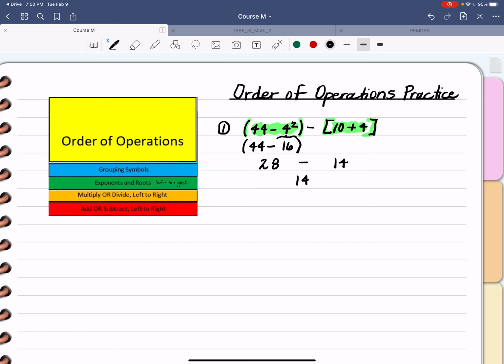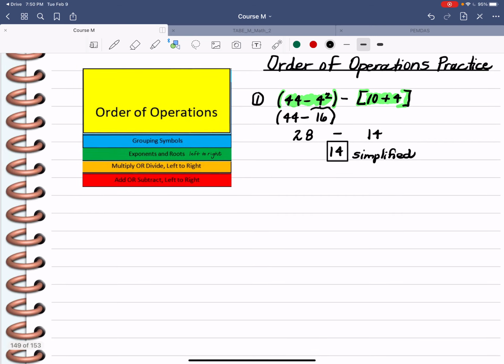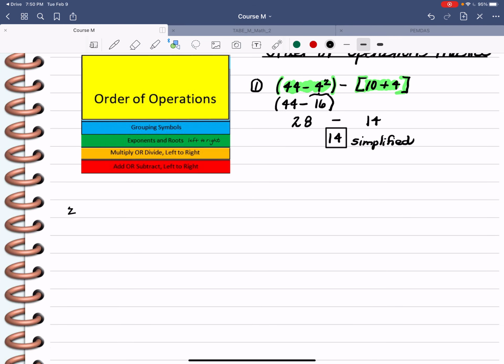So this order of operations simplifies down to just a 14. Okay. Number 2. Remember, you can stop the video at any time.